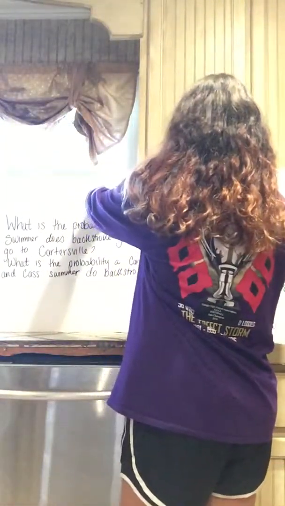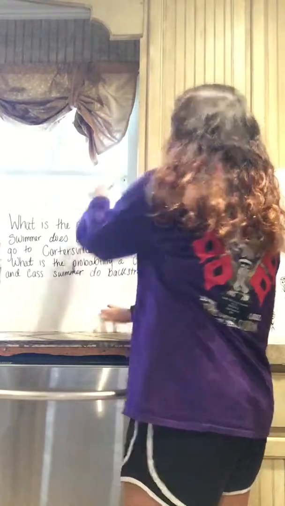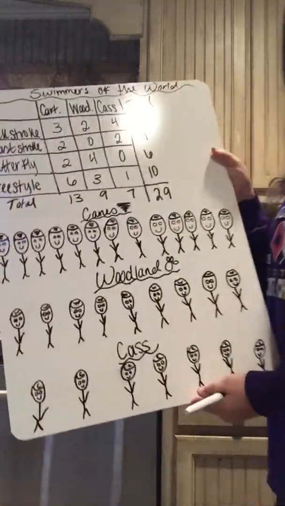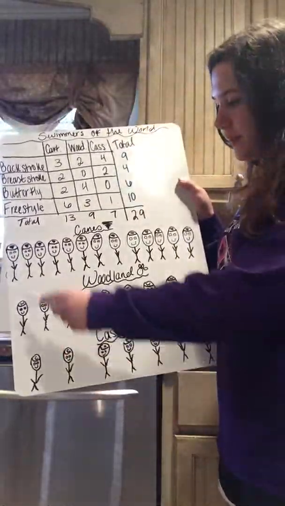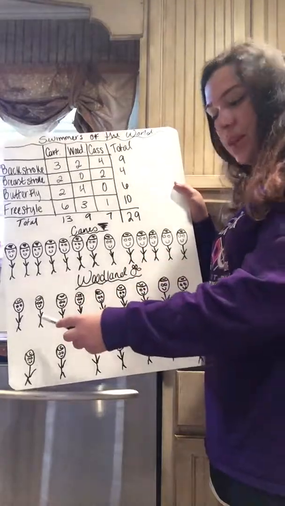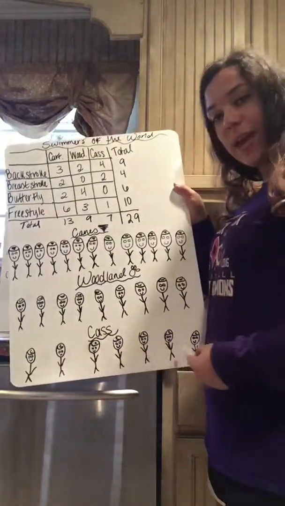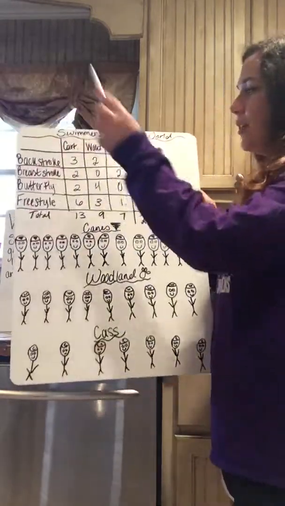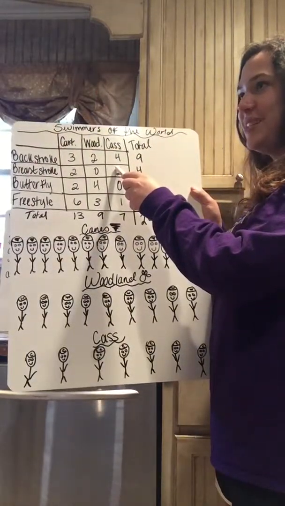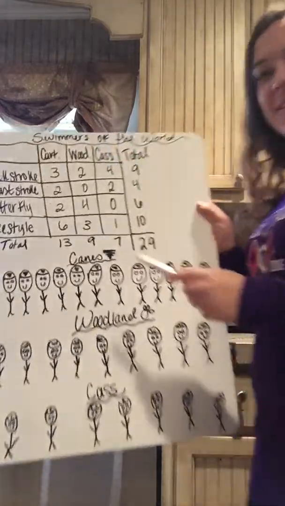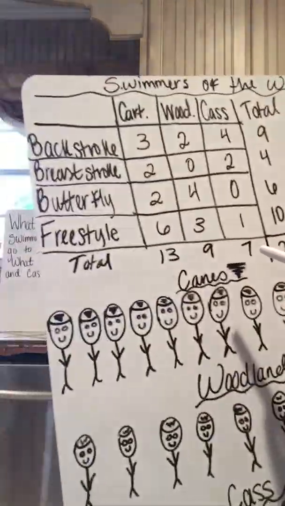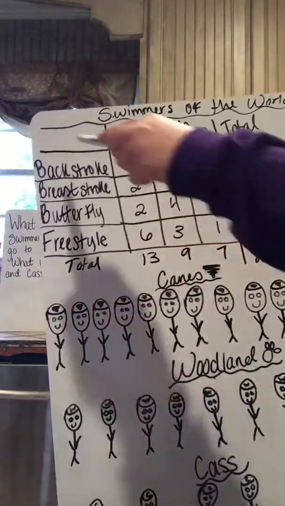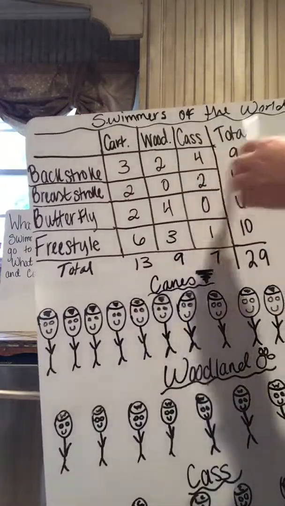So first what we need to do is analyze our data. As you can see, this is the sample space, the Cane swimmers, the Woodland swimmers, and the Cass swimmers. There's going to be 13, 9, and 7. Here is a frequency table, and let me zoom in on that. There's your totals of each. There's the strokes, and there's the schools.